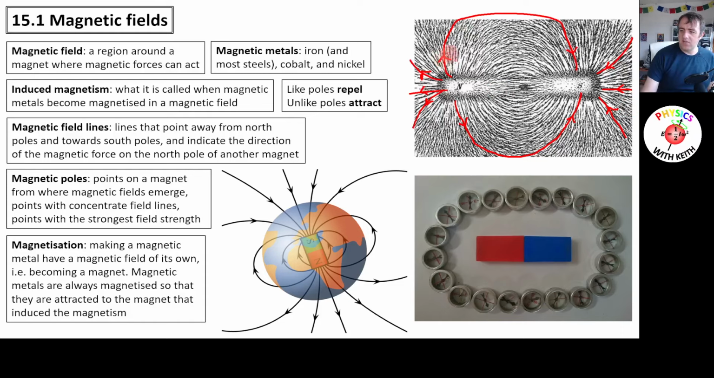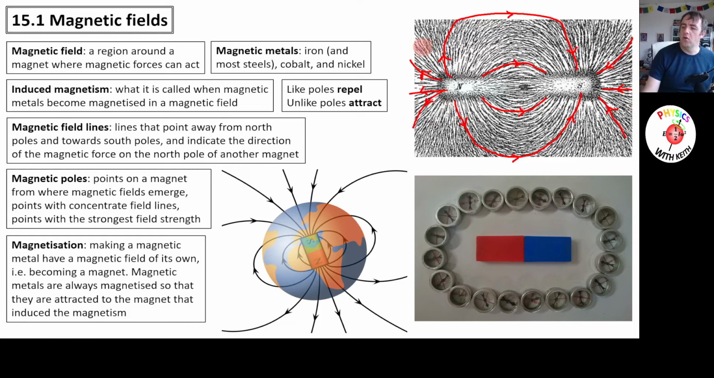So the magnetic field in this region is pointing up. The magnetic field in this region, don't know if you can see my cursor clearly enough, is pointing down. The magnetic field in this region is pointing up. The magnetic field in this region is pointing down. In this region it's pointing from left to right. And in this region it's pointing from left to right. They are the directions of the magnetic fields. And so the magnetic fields emerge from north poles and go into south poles.